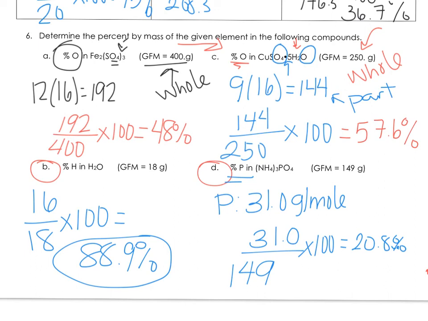Alrighty, so here are the two answers that you have. Alright, so if you did B and you correctly went through and found that there's 1 oxygen, which is 16, over the gram formula mass of 18, times 100, you got 88.9%. And for this one, please note you are looking for phosphorus, which has an atomic mass of 31.0 over the total gram formula mass, which is 149, times 100 gives you 20.8%. Alright, so hopefully you feel very confident with that.